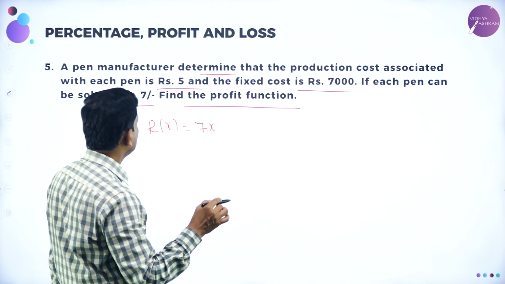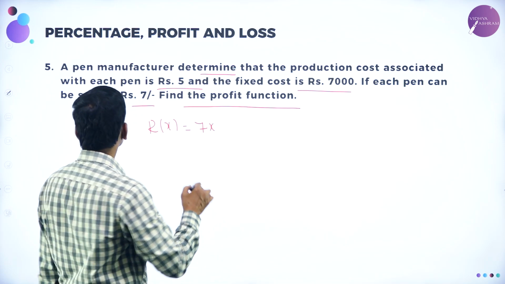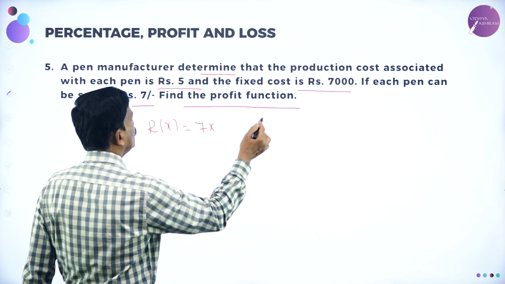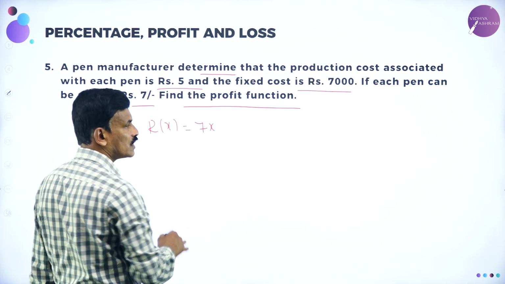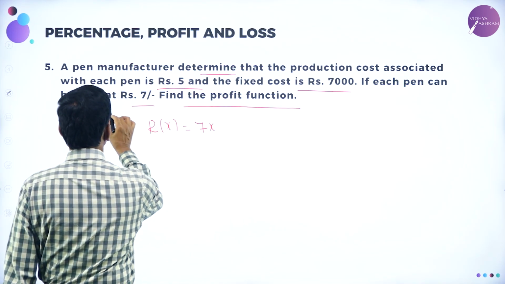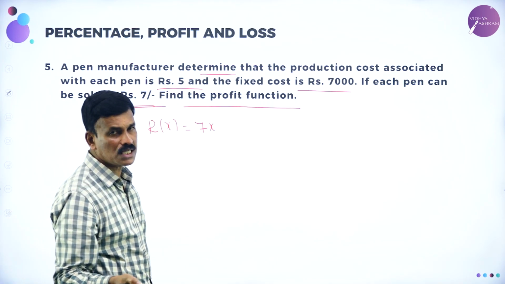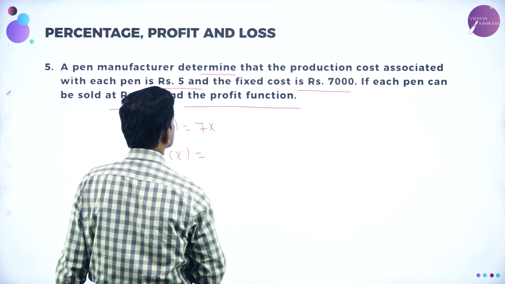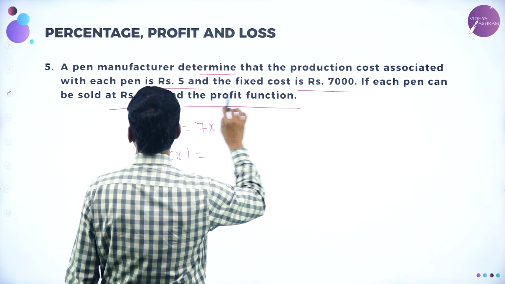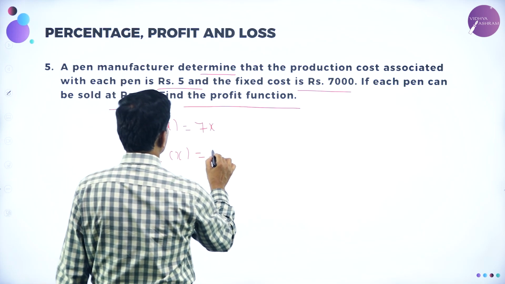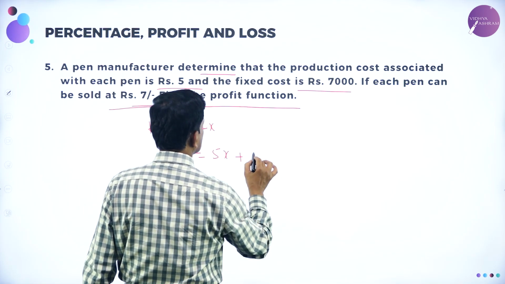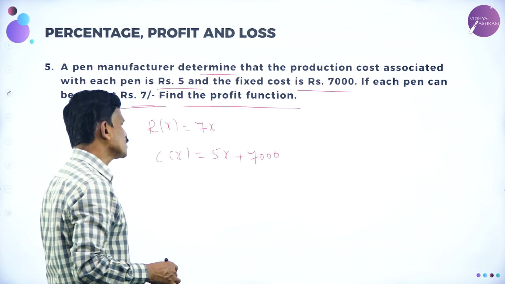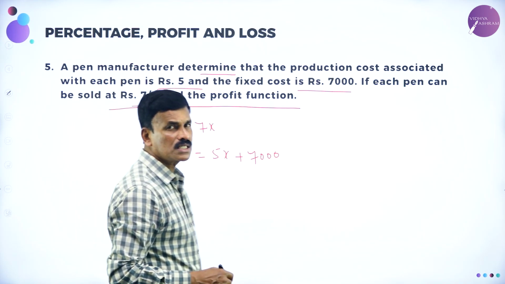A pen manufacturer determined the production cost associated with each pen. Suppose x represents the number of pens, then the revenue function R of x, as it will be sold at rupees 7, means 7 times x, 7x. Now, C of x, what is given here? The cost associated with each pen is rupees 5x plus 7000. So, R of x is 7x and C of x is equal to 5x plus 7000.